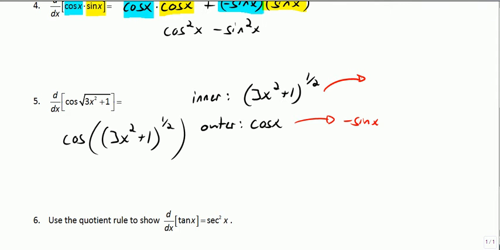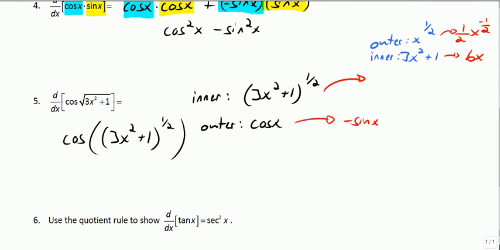Derivative of the inner, like, oh, that looks really hard. Wow, that's another chain rule. I'm going to need another inner and another outer. Okay, outer x to the 1/2. Inner 3x squared plus 1. Their derivatives: 1/2 x to the negative 1/2 on the outer, and the inner will just be 6x.